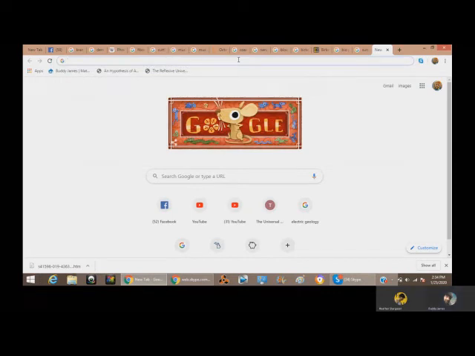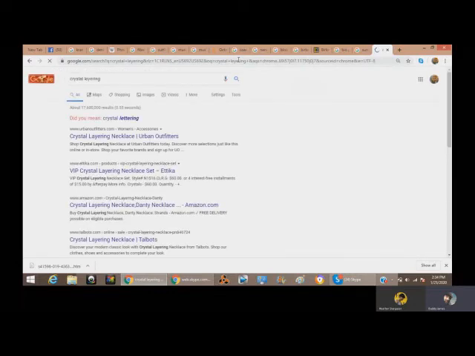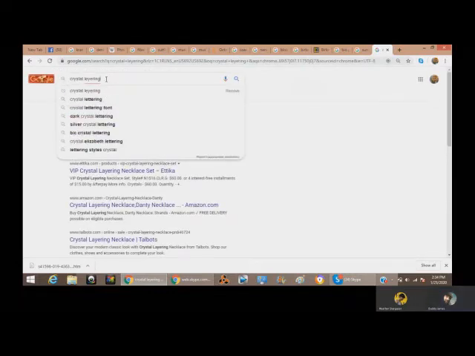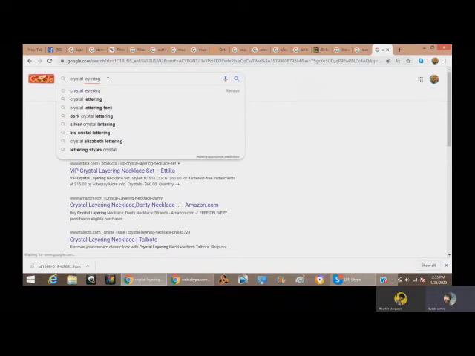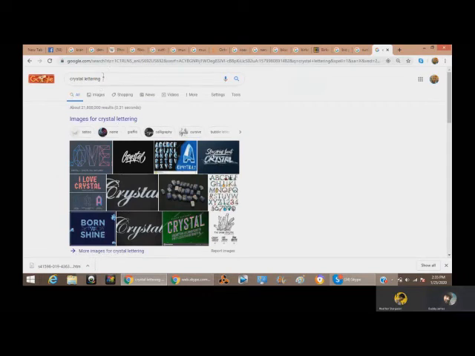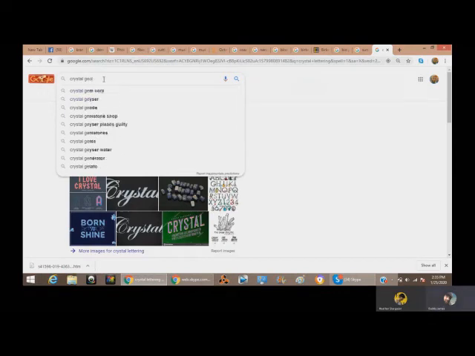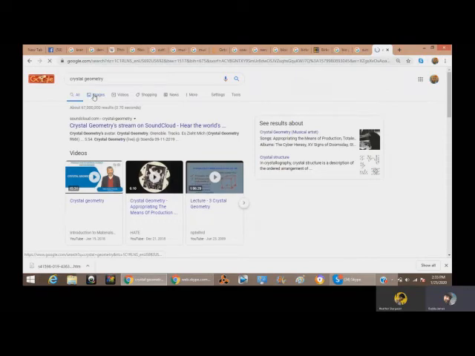crystal layering. And as I'm searching through these, I keep finding that I'm writing the same words, the key words: layering, nesting. I don't know what I'm going to get out of this, really, because I'm so bad at typing. Crystal geometry. Images.